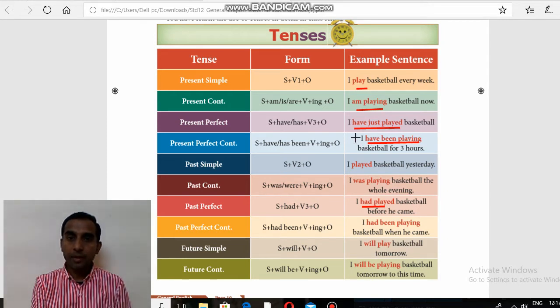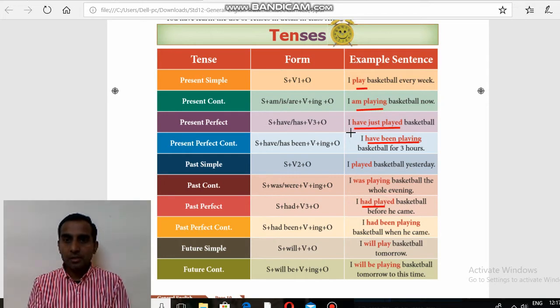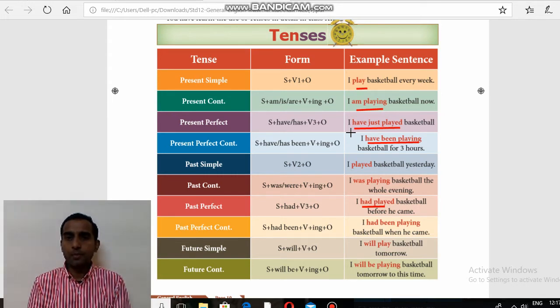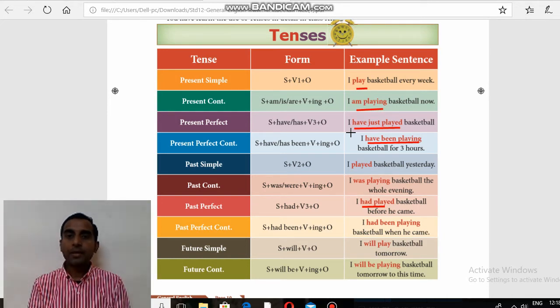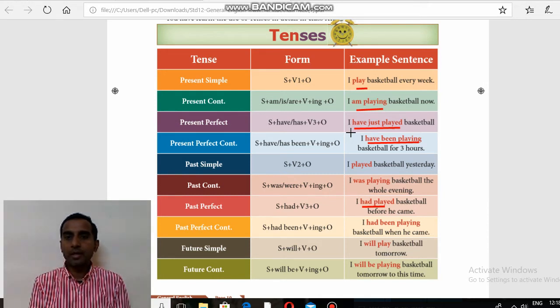Likewise, the same thing. So what is a perfect tense? The action which has just begun. Now say I have just played basketball. That means it has just begun and it is almost, it is just over. I have just played basketball. It didn't happen in the distant past. It just happened very recently.